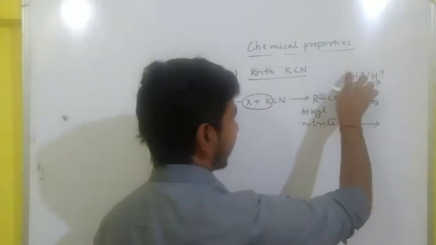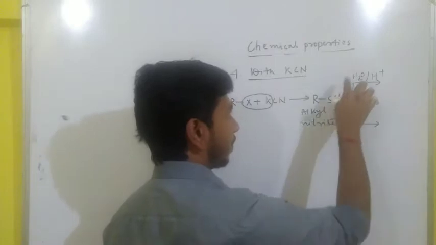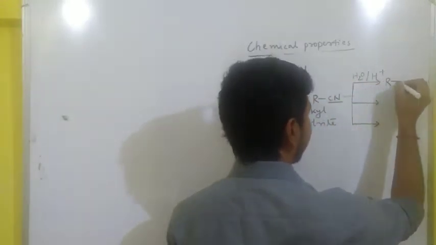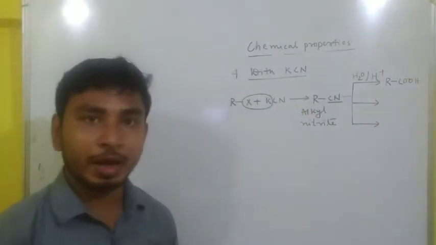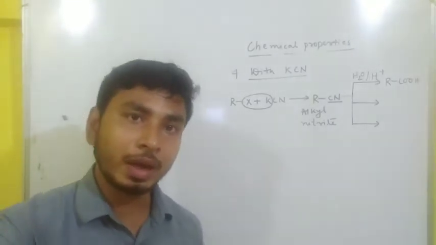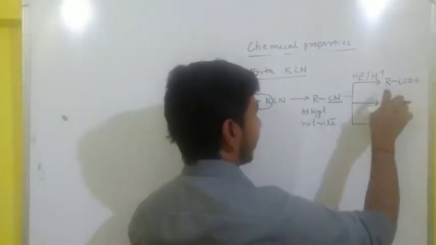Now on hydrolysis, the cyanide group is converted to the carboxylic group RCOOH. Cyanide group on hydrolysis is always converted to the carboxylic group. That is, we are getting carboxylic acid.